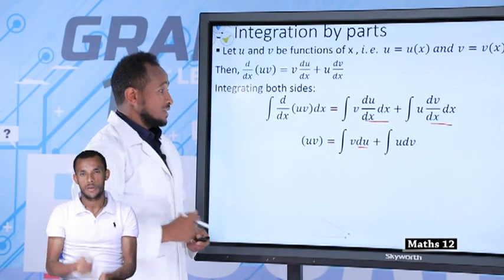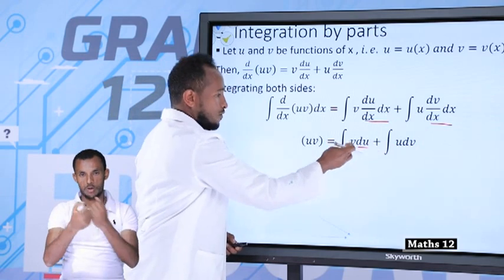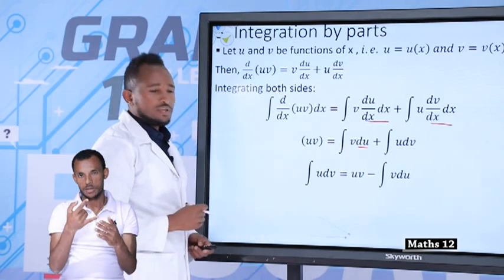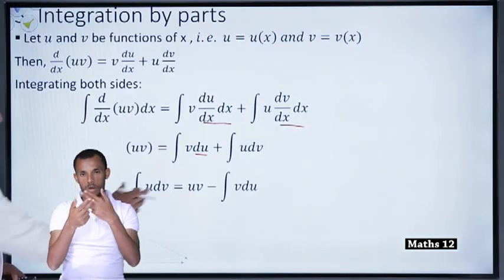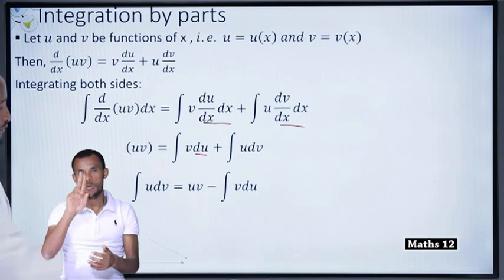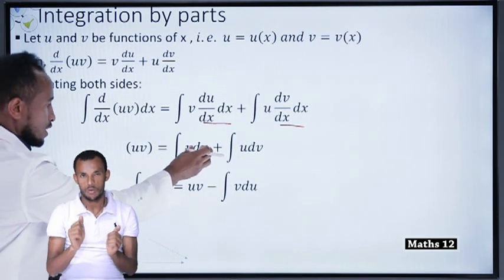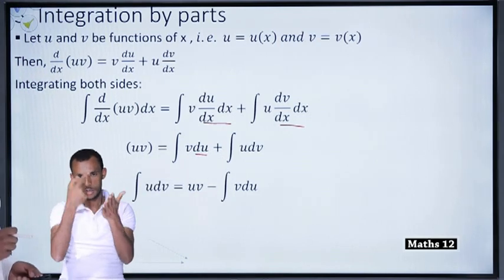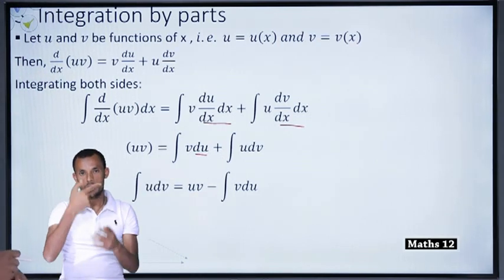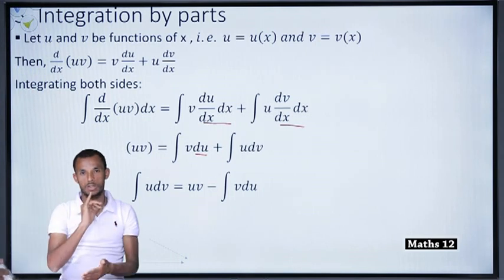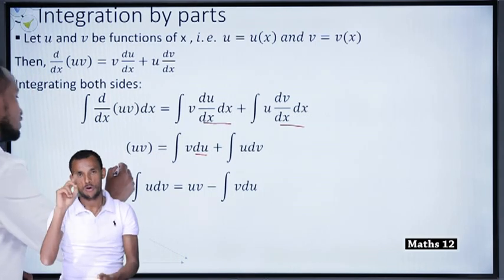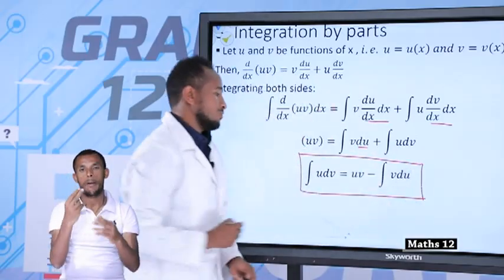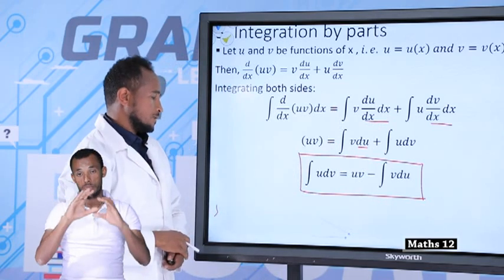Now let's try to solve for one of the two. Let's take the integration of u times dv. The integration of u times dv is equal to, taking this to the other side, uv minus the integration of v times du. So this is the formula for integration of a given function by parts.